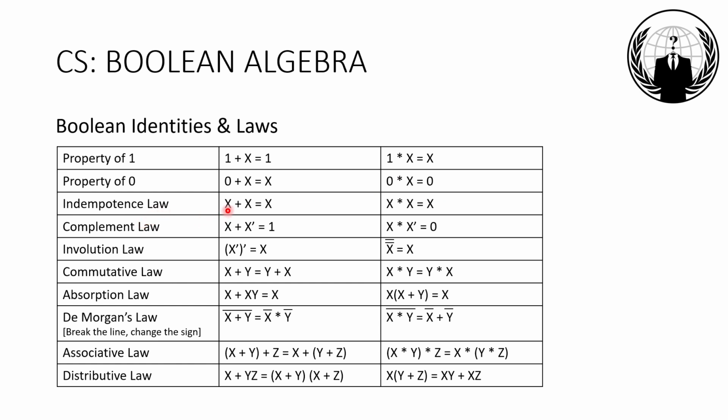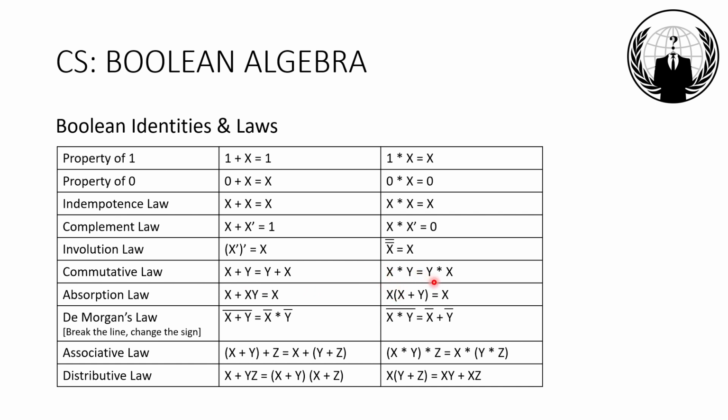Now the idempotence law. The idempotence law says that x plus x is equal to x and x multiplied by x is equal to x. Now the complement law: x plus x complement is equal to 1, x into x complement is equal to 0. Now the involution law, which says that x double complement is equal to x, or x double not is equal to x. Commutative law, it is similar to mathematics. x plus y is equal to y plus x, or a plus b is equal to b plus a.